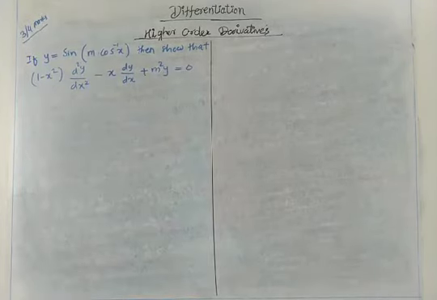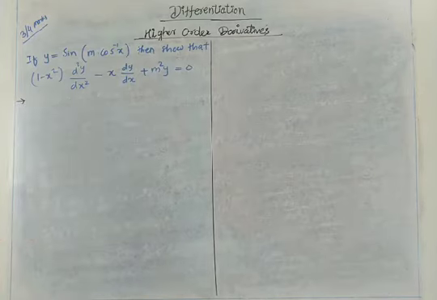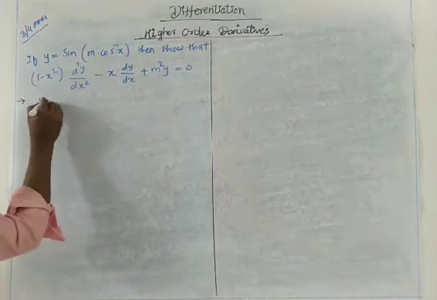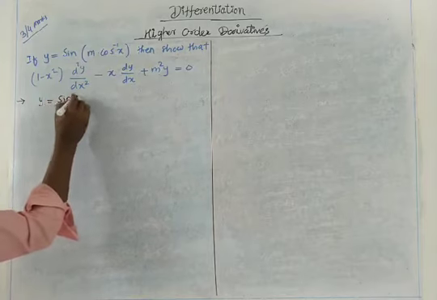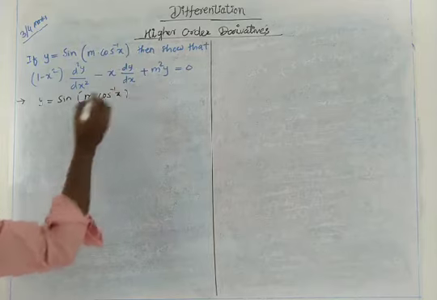See the next example. If y is equal to sine of m into cos inverse x, then show that 1 minus x square d square y upon dx square minus x dy by dx plus m square y equal to 0. So let's begin with solution. Okay, so write down that given thing. Y is equal to sine of m into cos inverse x.